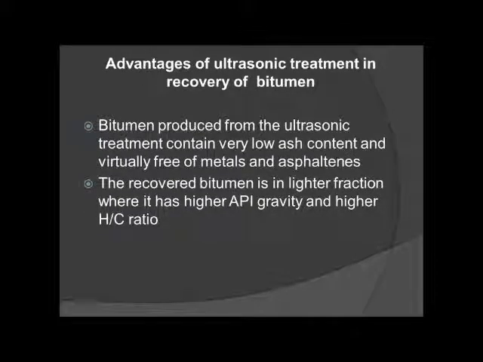Next is the advantages of ultrasonic treatment in recovery of bitumen. Bitumen can be recovered by ultrasonic treatment with a very low ash content and free of metal and asphaltenes. The bitumen recovered by using ultrasonic has a much higher API gravity and higher C/H ratio.